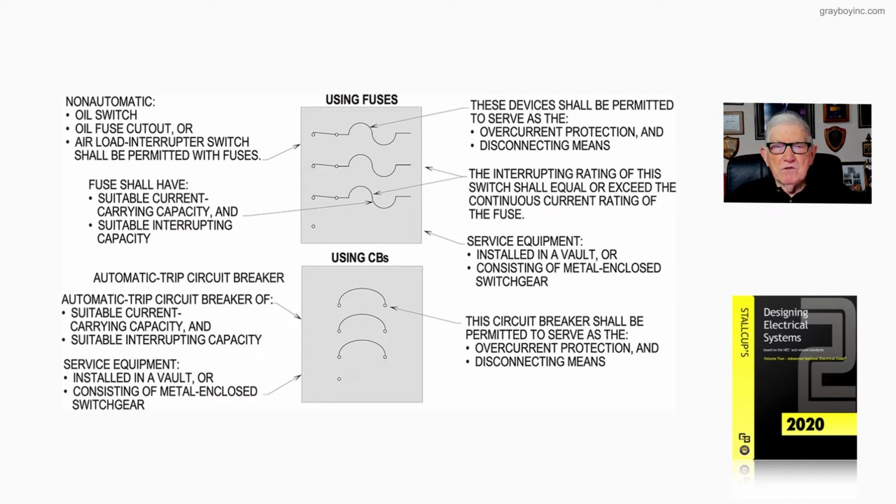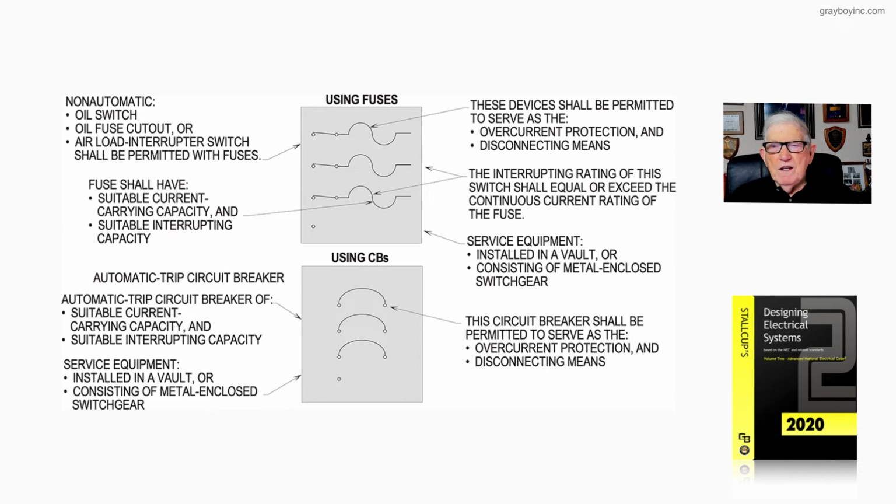Fuses shall have suitable current carrying capacity, carry the amount of current to supply the load, clear short circuits and ground faults, and have a suitable interrupting rating. In other words, they should interrupt the amount of short circuit current that the utility transformer, for example, could deliver to the line side of these fuses. And then further, these devices shall be permitted to serve as the overcurrent protection plus the disconnecting means when properly installed in the proper equipment.